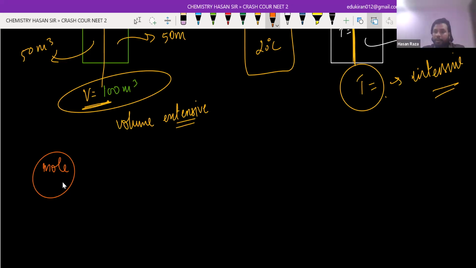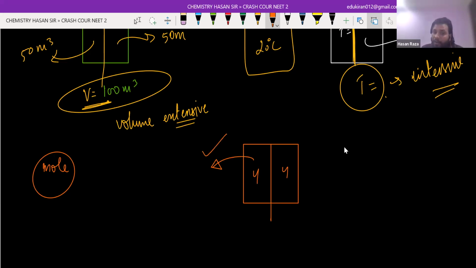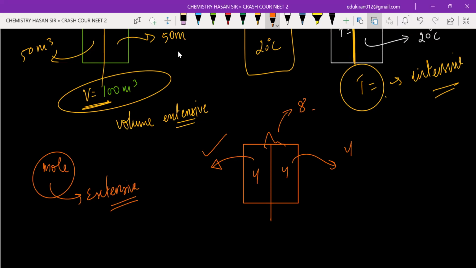I have 8 moles. Now, in a class, 8 moles are there. And if I divide that class into 2 equal parts, then the moles will change. Yes or no? Let's say I have 8 students, 4 here and 4 here. If I divide this class, the moles will change or not? 4 students on the right hand side, 4 students on the left hand side. And initially, when the class was not divided, the student strength was 8. So basically, mole is an extensive property. Are you getting my point? Yes, sir.